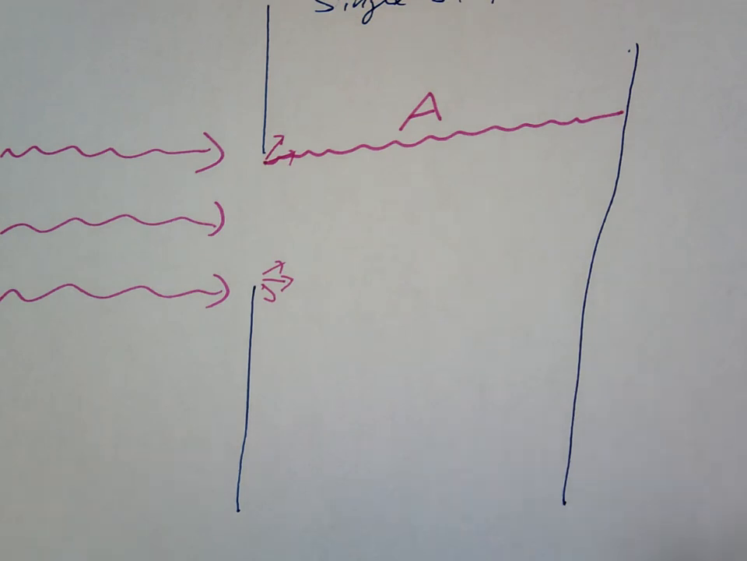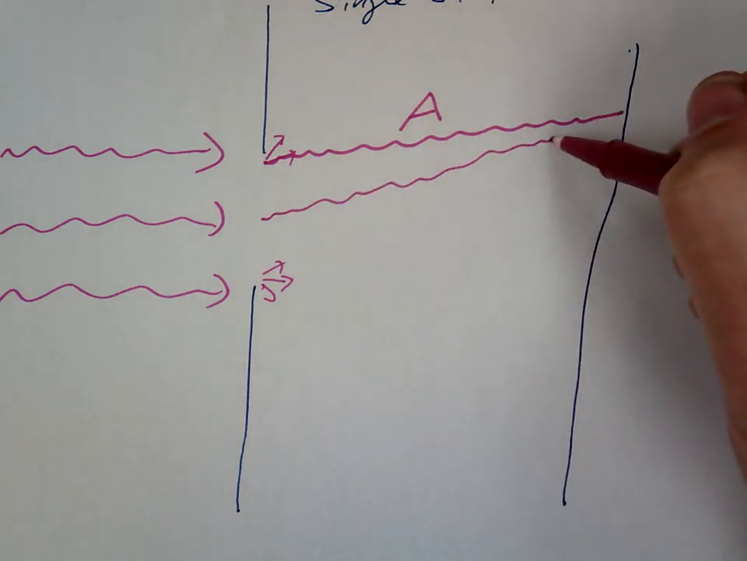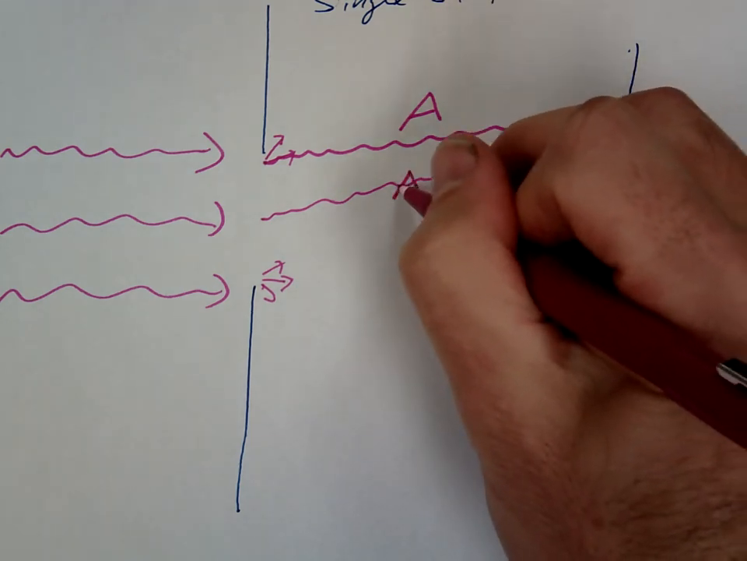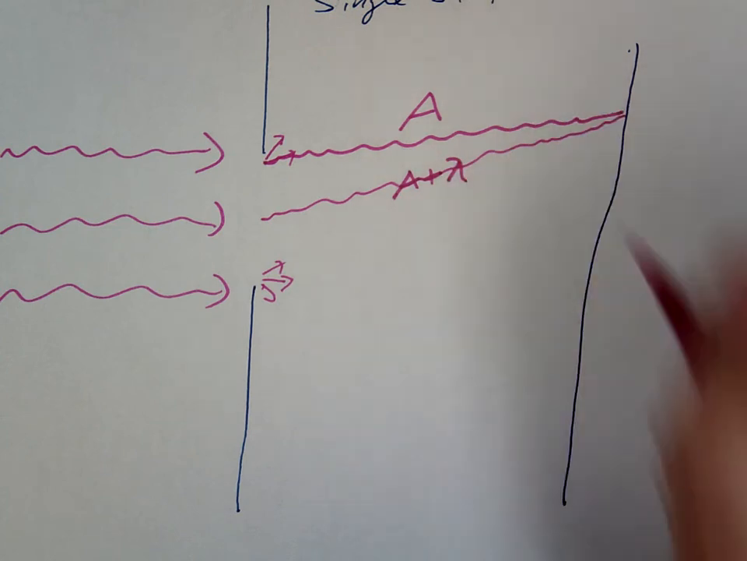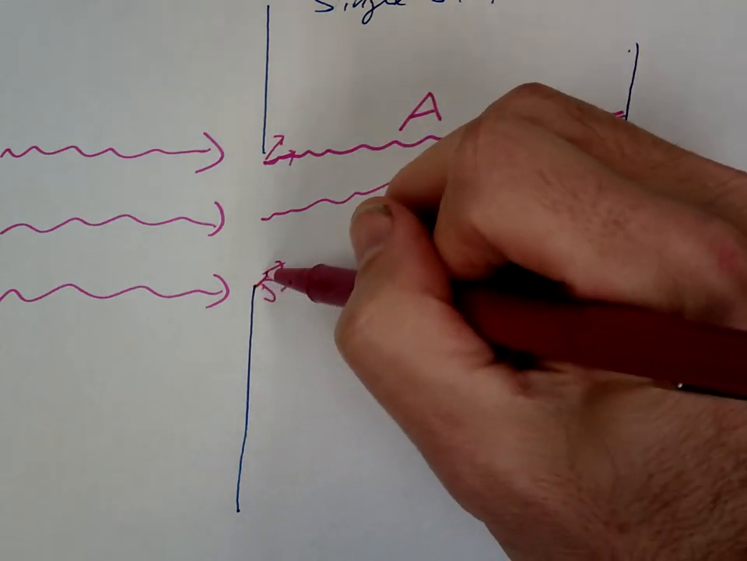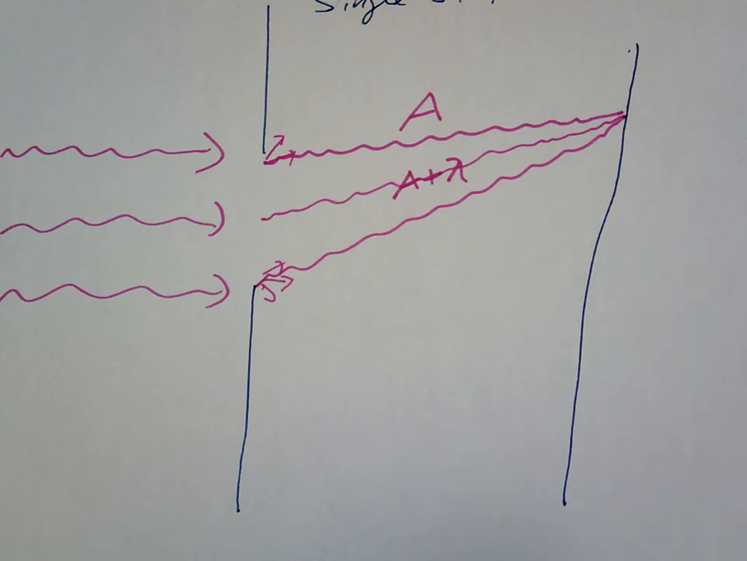Now let's take one at the middle. This one's going to travel a distance of A plus a wavelength. So it's traveling a little bit farther. Okay, let's look at another one, this one right here. What's this one going to travel?